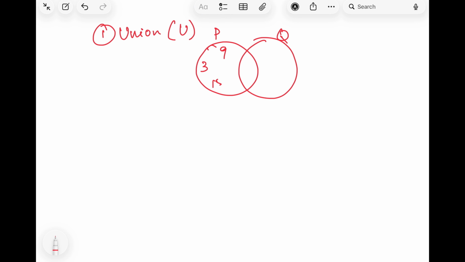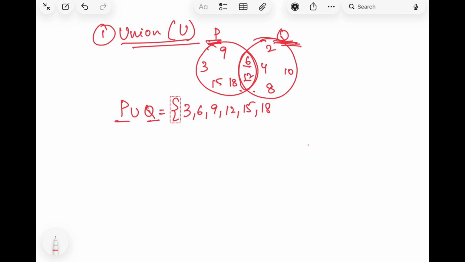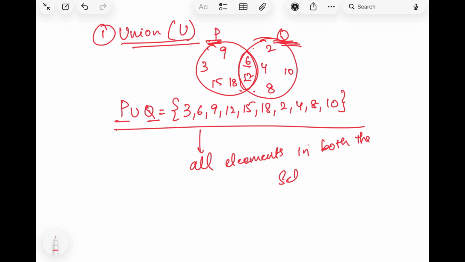Now if we say P union Q, that means we will write all the elements of set P and set Q also. Set P, if I write all the elements, they are 3, 6, 9, 12, 15 and 18. I am writing like this. Now set Q also, but 6 and 12 I will not repeat because I have already written them. So what is left? 2, 4, 8 and 10. So simple. What is P union Q? P union Q means we write all the elements that are present in both the sets.